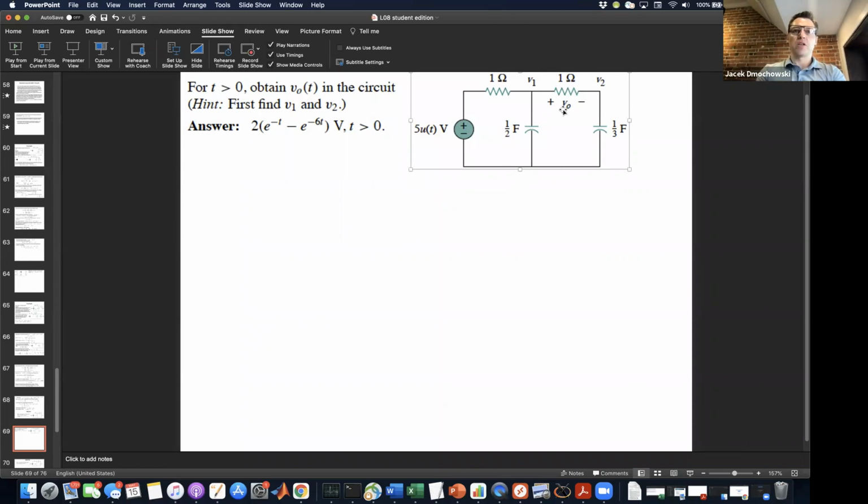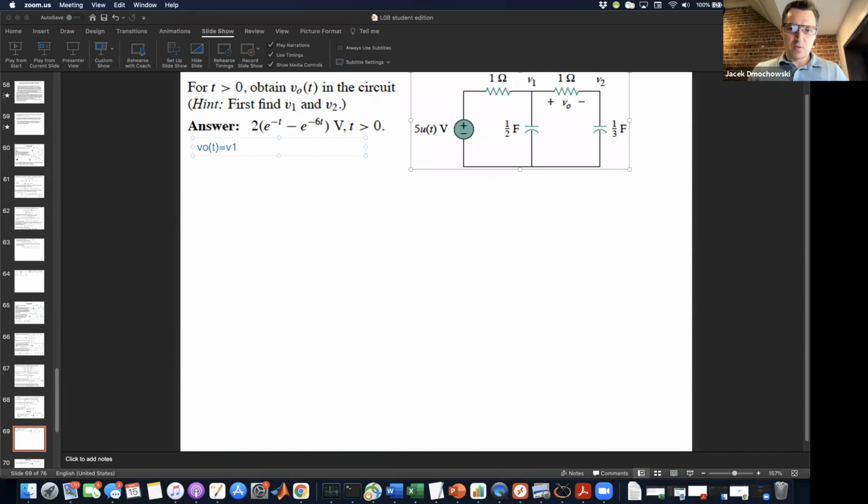The whole step response procedure where we get the initial condition, initial derivative, and the final condition, all of that applies to capacitor voltages and inductor currents because they obey continuity. Resistor voltages do not. However, this resistor happens to connect two capacitors. And so we know just from the get-go that V naught of t is going to be equal to V1 of t minus V2 of t.